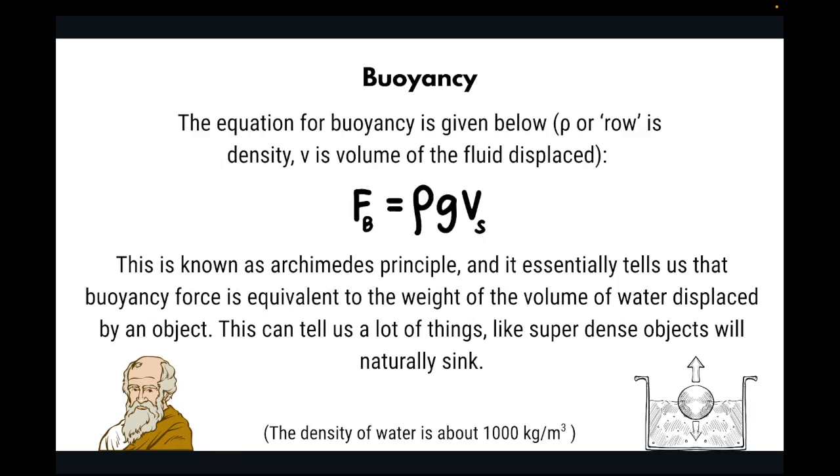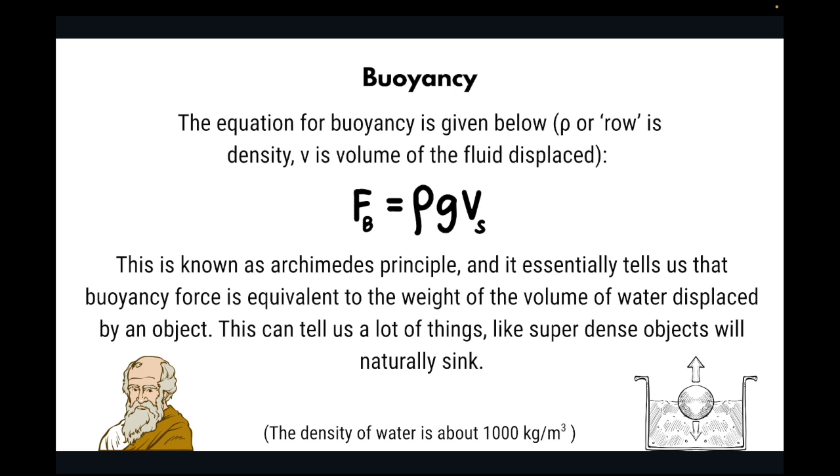Okay, so here's our equation for buoyancy. The rho is density. V is the volume of the fluid displaced, not the volume of the object that is in the liquid. And then g is just g. So this is also known as Archimedes' principle, and it essentially tells us that the buoyant force is equivalent to the weight of the volume of water displaced by any object, or well, not just water, but any fluid.